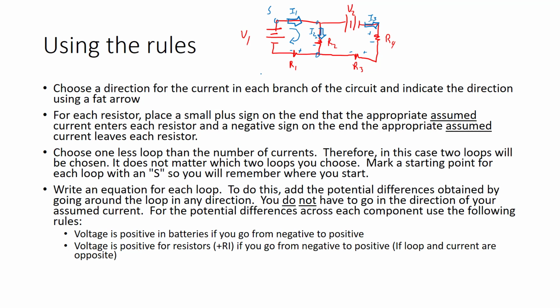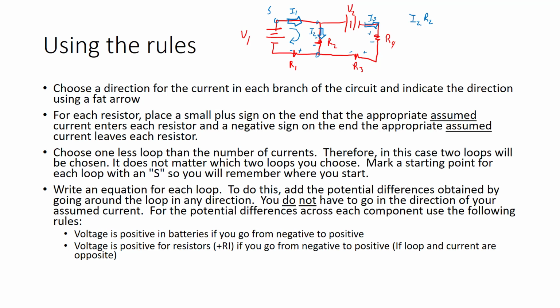So I'm going to go around the left loop this way, clockwise. And I'm going to write an equation. So starting here, I don't see anything, don't see anything, don't see anything. And the first thing I see is here, I2. And I2 is going through R2. So it has a potential difference of I2 R2.